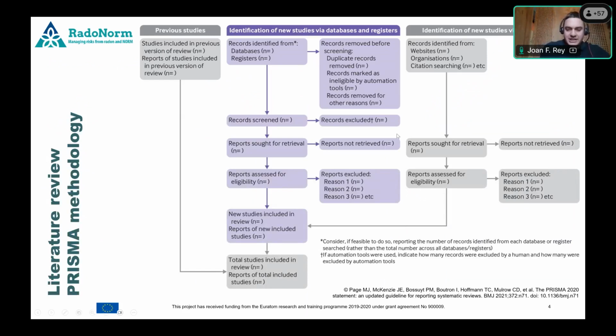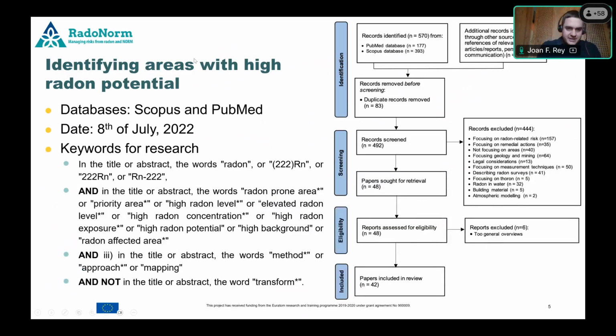The PRISMA methodology was developed a few years ago, and the aim is to screen all the papers containing the keywords that we identified, and then look at all the papers that have been selected and see if they are eligible for the literature review. Past this filter, we will have a bunch of papers that will be included in the literature review.